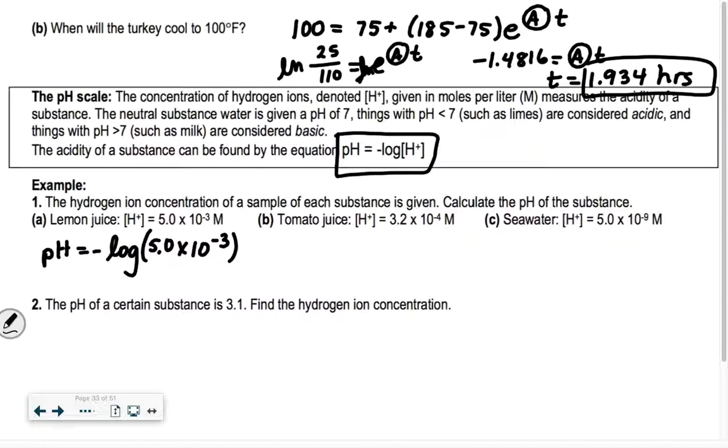And you can put that in your calculator in two different ways. You can put in negative log and then 5 times 10 raised to the negative 3. That's fine. Or if you don't want to write times 10 raised to, there's a button that says EE, and you can do that as well. So we end up getting 2.3. We usually do 1 decimal point for pH. Easy? Yeah, so the next one, I'm going to adjust it to 3.2 times 10 to the negative 4.